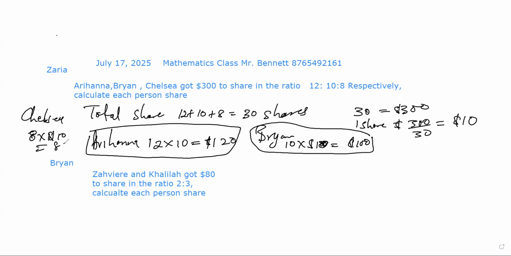When we add 120 plus 100 plus 80, we should get back $300.